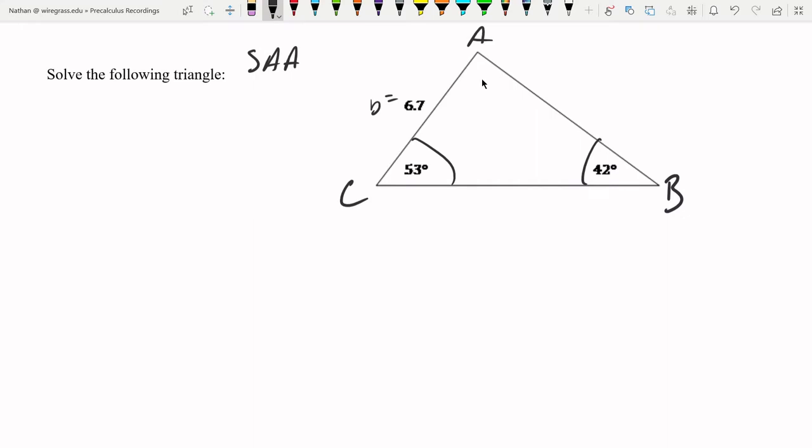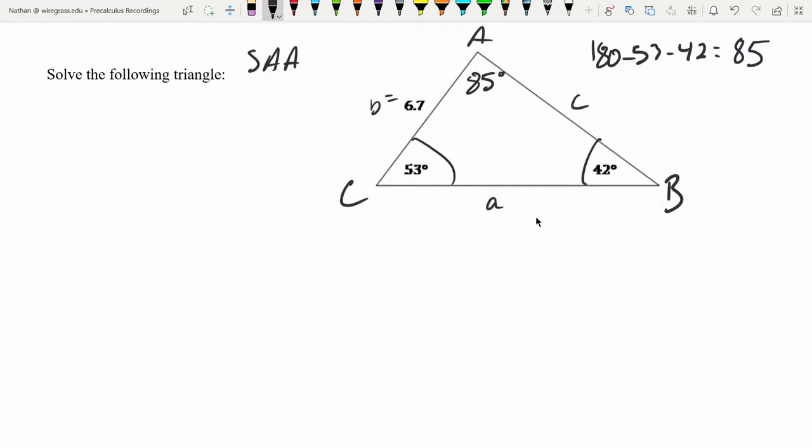I can find the third side. I don't need to do that right now because I know what the angle B is and the side opposite. But since I can find that really easily, let's just do it. 180 minus 53 minus 42 gives me 85. Okay, now we can use law of sines.